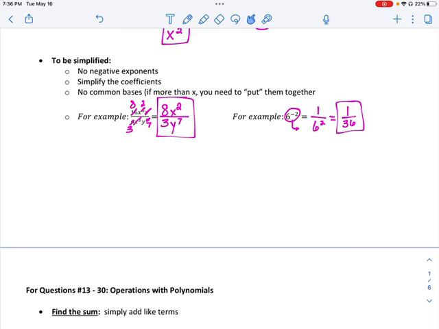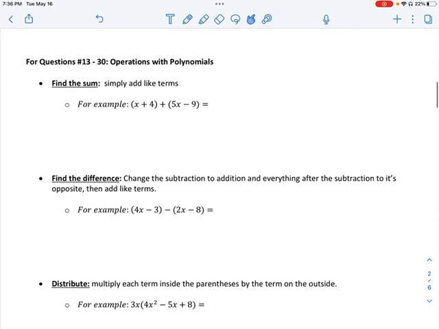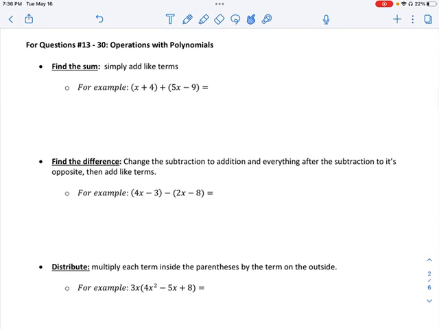Now, understand, this is just a quick review. It is not an all-encompassing lesson on exponents. It is just a quick review of some of the highlights to get you back in the mindset of working with exponents. The second category we're going to look at is how do we handle operations with polynomials.